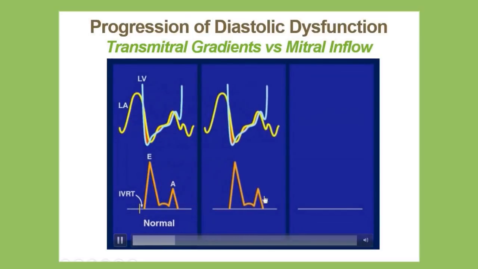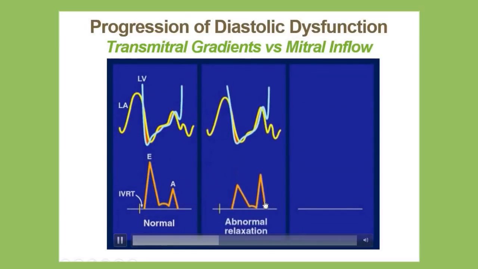We'll go ahead and get this animation started. We move into abnormal relaxation, and I'll stop that for just a second. So we're seeing the very characteristic grade 1 of 4 diastolic dysfunction, or the abnormal relaxation pattern. And what's happened here is that we have delayed relaxation.